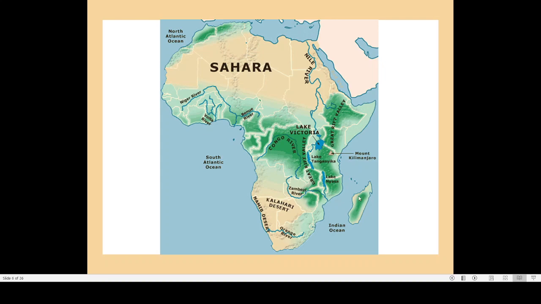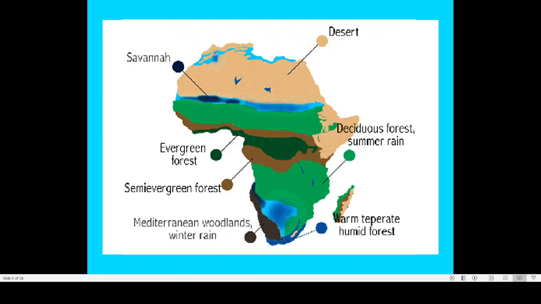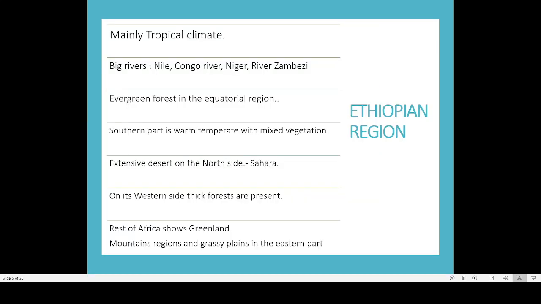See, if you reach the top of Mount Kilimanjaro, it is actually not a covered region. I think in that song it is shown. I will show you that also. So these are the important features of Africa: mountain regions and grassy plains in the eastern part of Africa. Now let's go to some views of the African region.